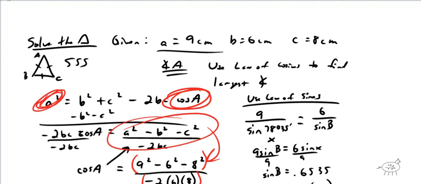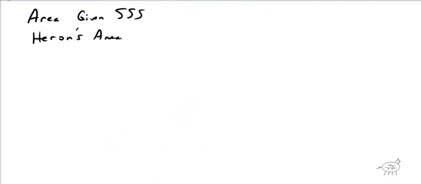There's one other thing I want to show you guys, and that is the area, a nice little area formula. So it's area given side, side, side. And this is called Heron's area formula.